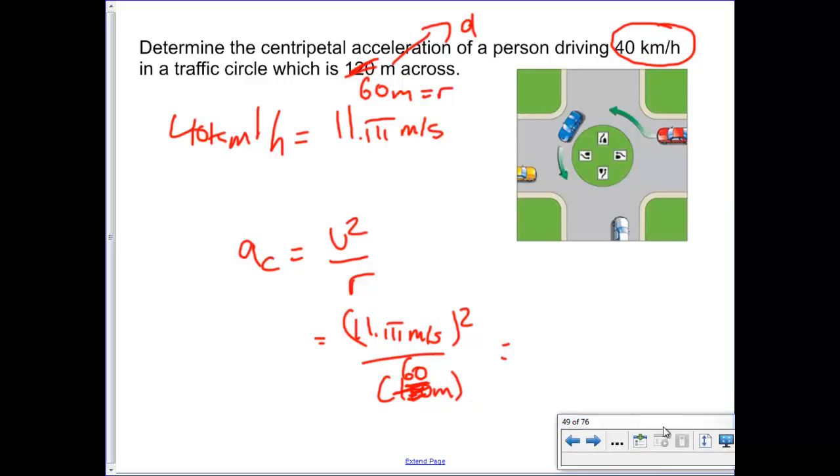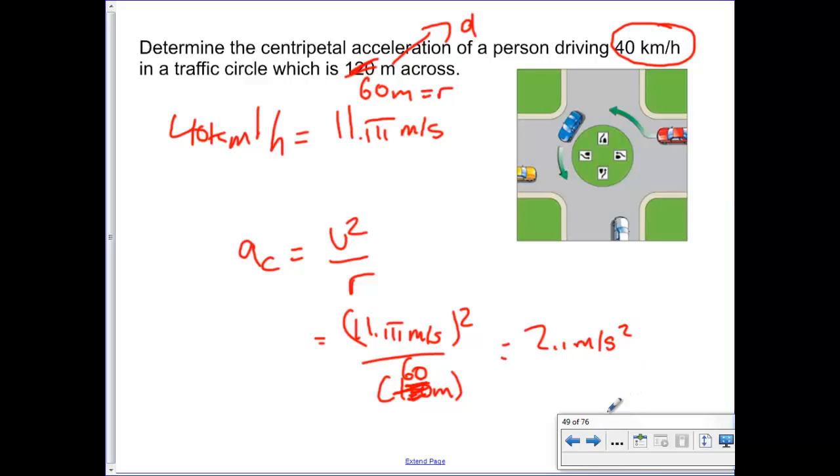In terms of sig digs, when you divide the 120 by 2, I would say it'd be 60.0, but this 40 kilometers an hour only had 2 sig digs. So, you guys get an answer? 2.1 meters per second squared.